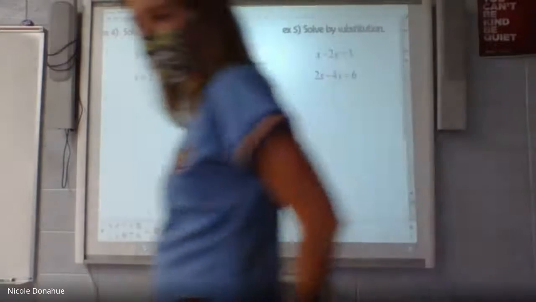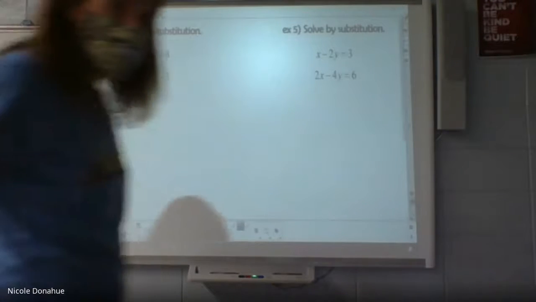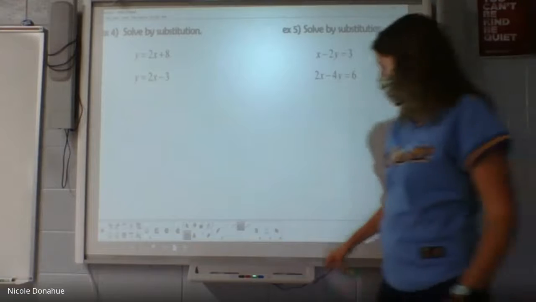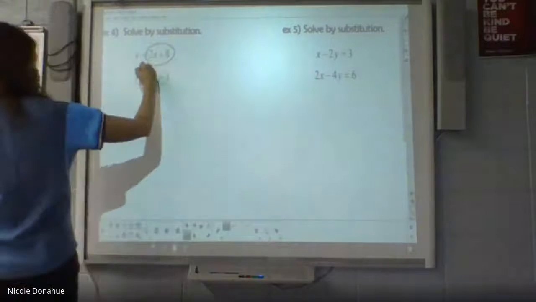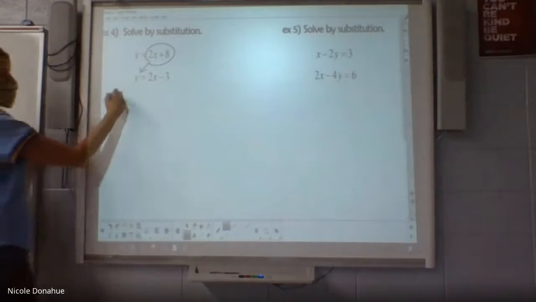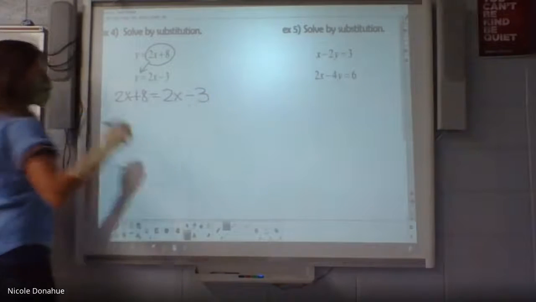So, okay, guys, the next one's kind of a strange one. Both y's are already alone. Now, it actually is a lot easier, but you might overthink it. So I don't have to move anything around. I already have a y alone. So what am I going to do? Go ahead, Ethan. Just enter one of them, we'll just do the top one and the bottom one. So that just goes in place of the other y. Oh, so that just replaces that y, and 2x plus 8 equals 2x minus 3.